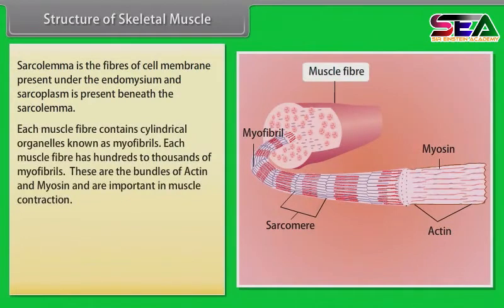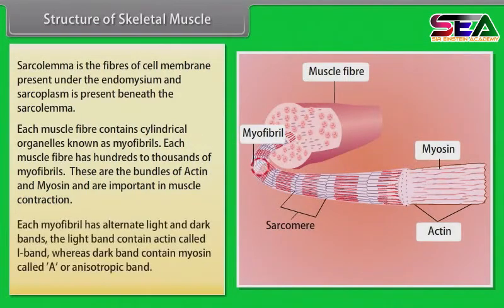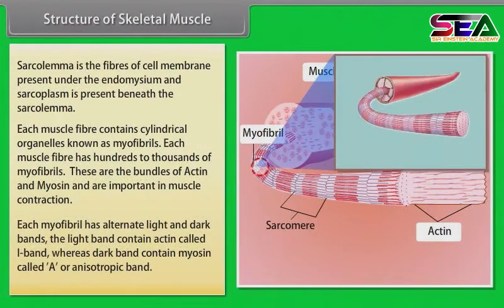Each muscle fiber contains cylindrical organelles known as myofibrils. Each muscle fiber has hundreds to thousands of myofibrils. These are the bundles of actin and myosin and are important in muscle contraction. Each myofibril has alternate light and dark bands. The light bands contain actin called I band, whereas dark band contains myosin called A or anisotropic band.